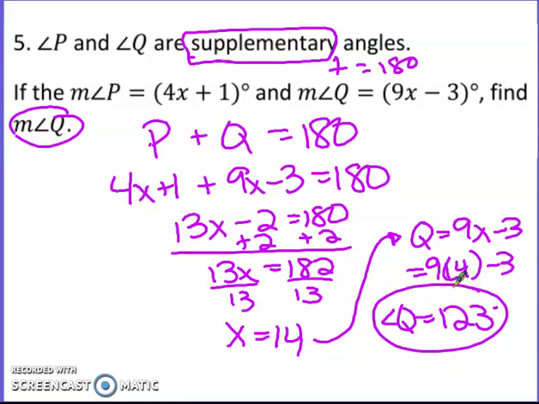Again, please don't let the reason you get this problem wrong be because you did not read the problem carefully. If you put 14 in, you're going to be incorrect, and not because you set up the equation wrong, not because you solved the equation wrong, but because you did not read the question that you were solving for Q and not X.